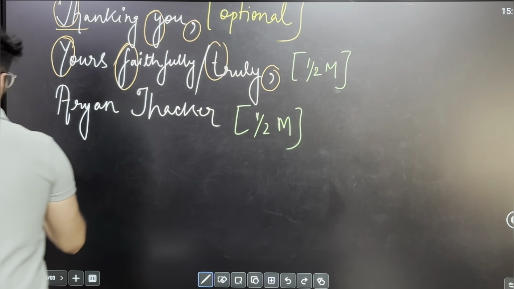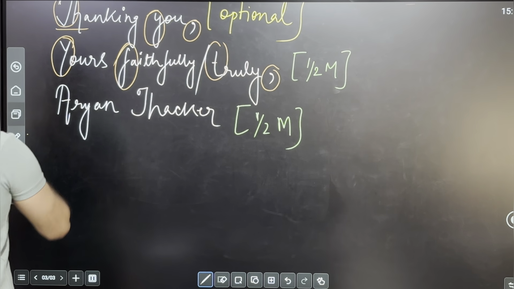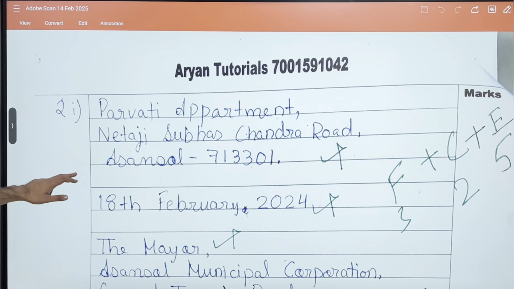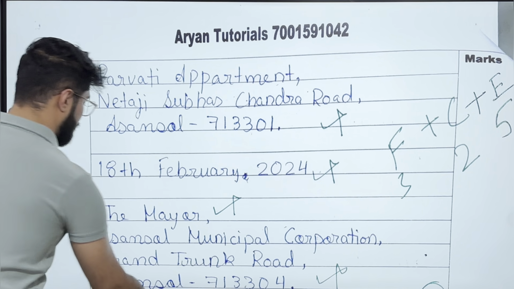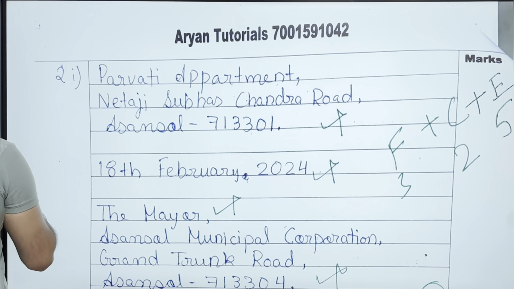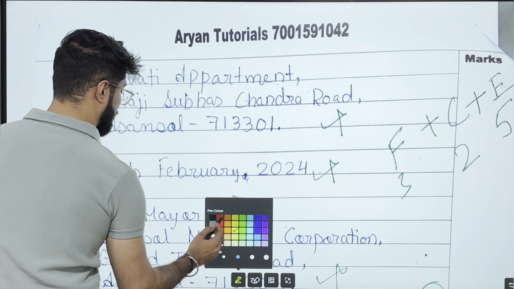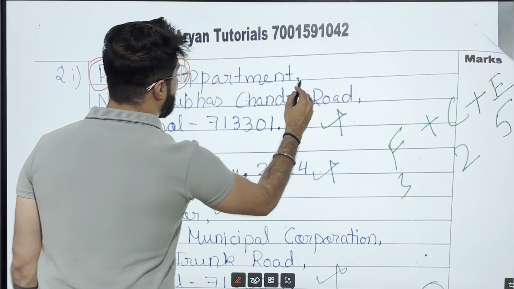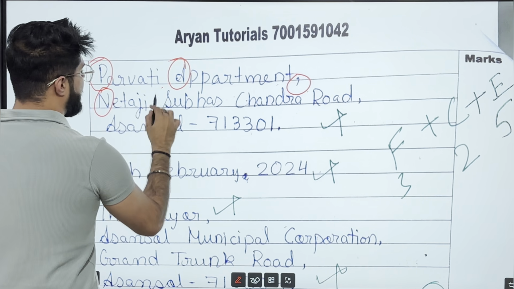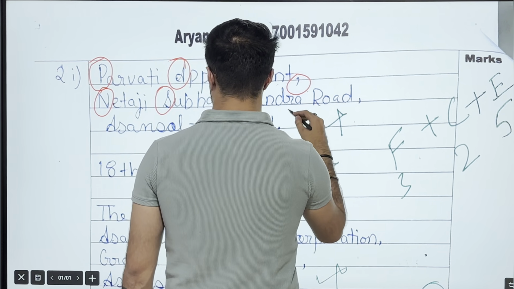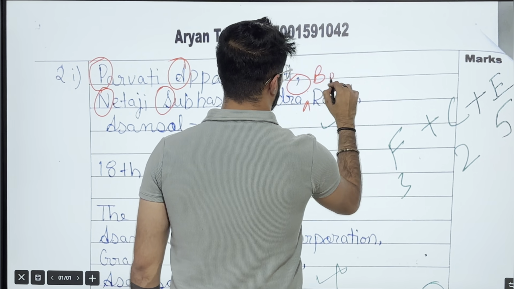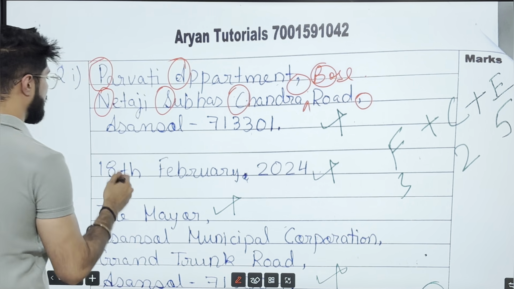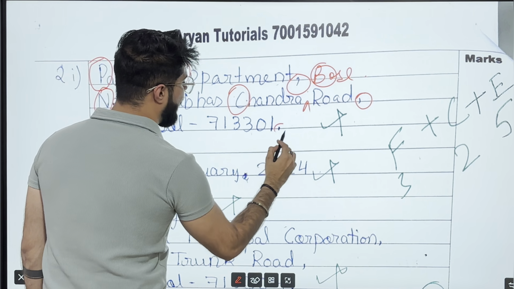Chaliye, let's go through a sample letter of my student. आपको थोड़ा समझ में आ जाए कि क्या करना है. See the format. Parvati Apartment, P capital, Apartment का A capital followed by a comma. Netaji Subhash Chandra Bose भी आएगा. Bose Road, comma. B has to be capital. Asansol, pin code and a full stop.